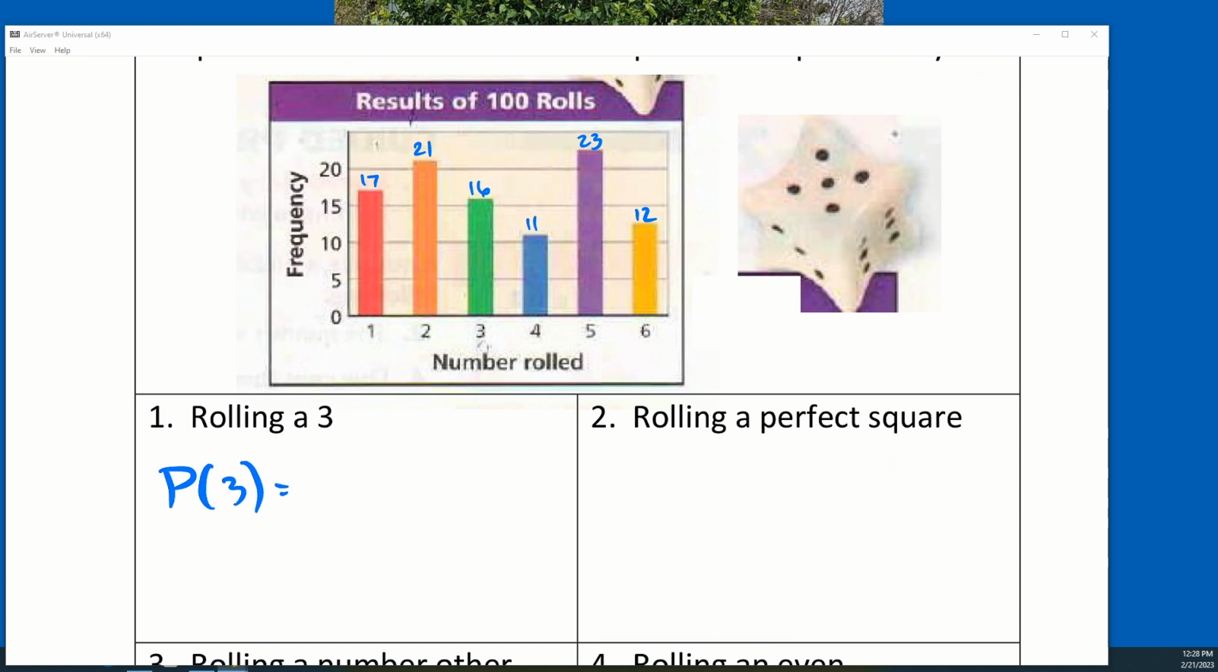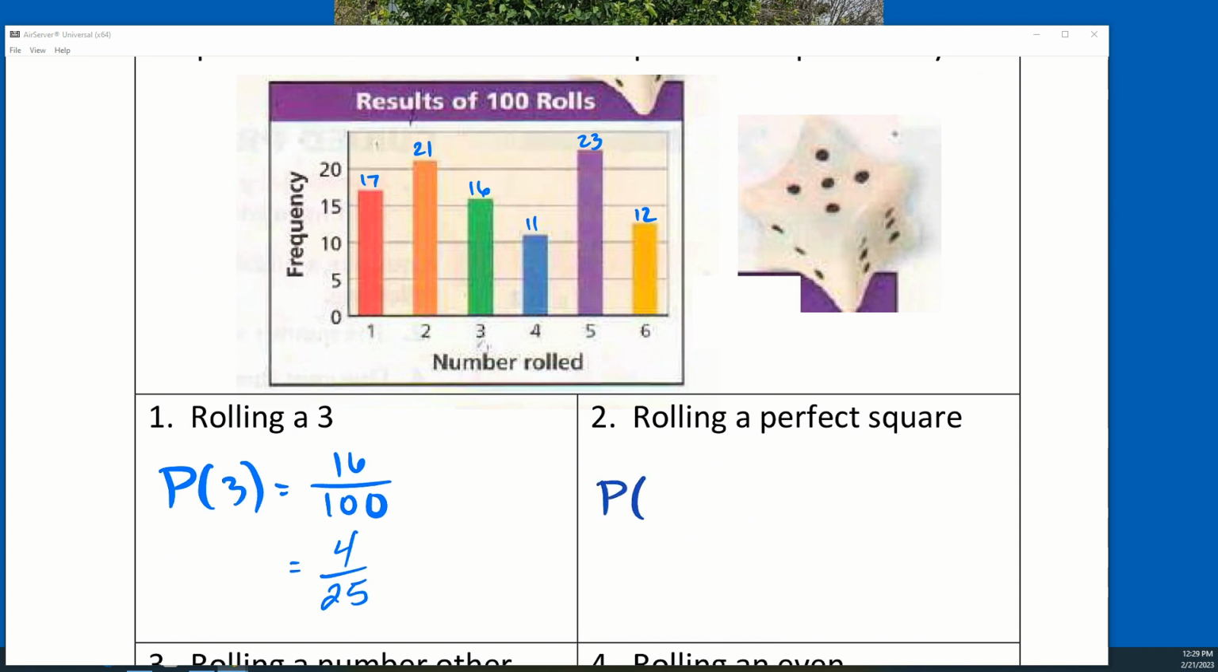All right, so the probability of getting a 3 is going to be the number of times it landed on a 3, which is 16, over the total number of times it was rolled, which is 100. And then that can reduce down to 4 over 25.